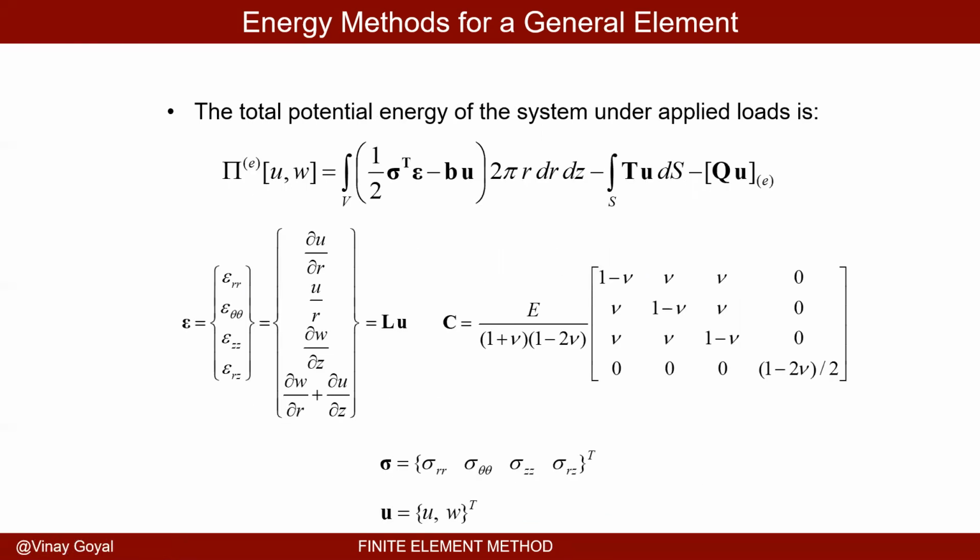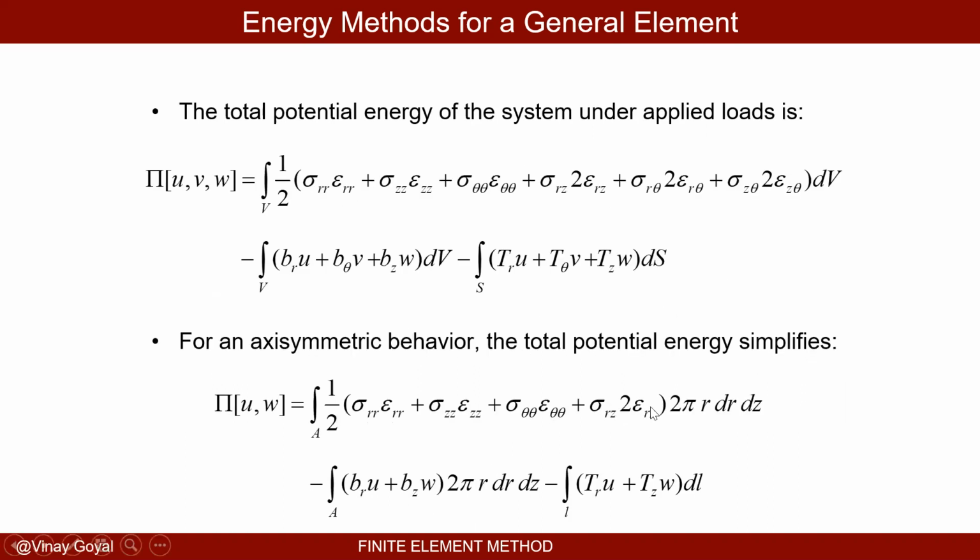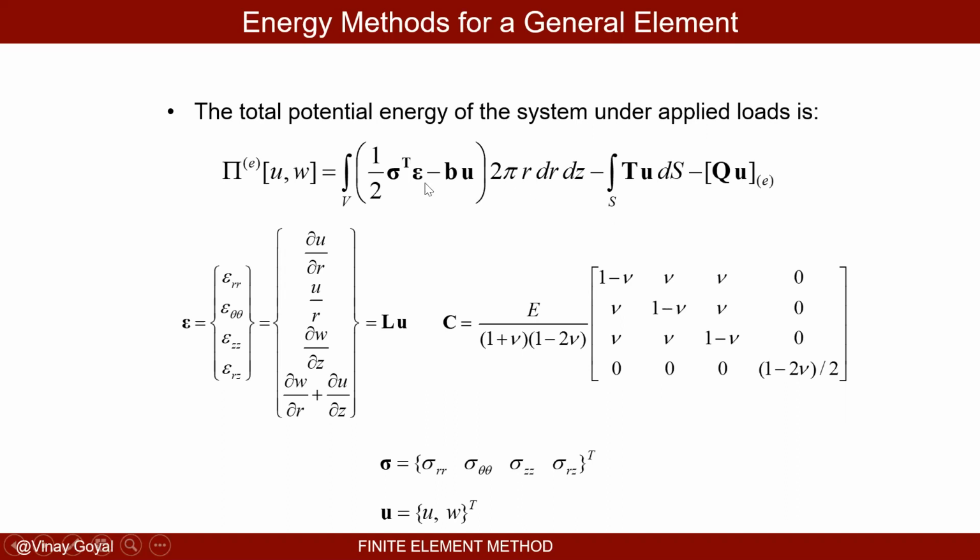I can write the total potential energy in a simpler form. So sigma bold times epsilon bold. We'll cover that. Sigma bold is this stress vector. Epsilon bold is this strain vector. I can take this row vector times this column vector, and I can then determine that that's a scalar quantity.